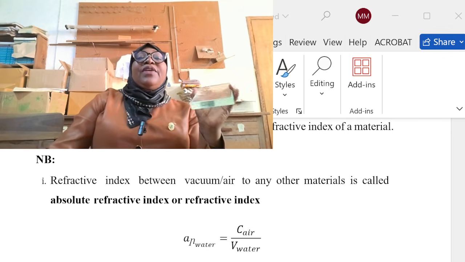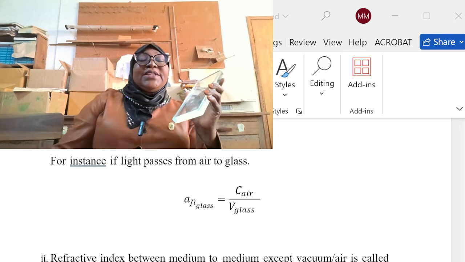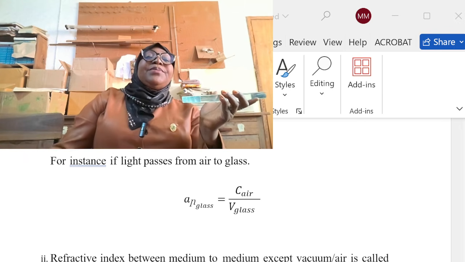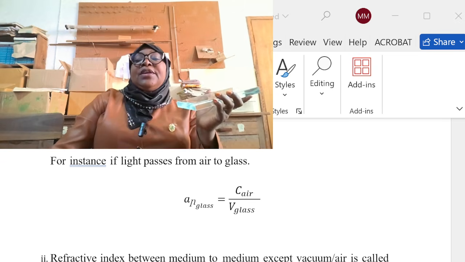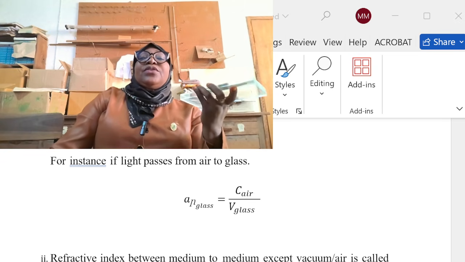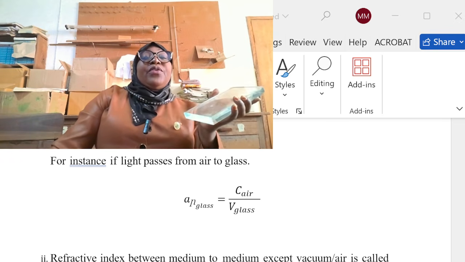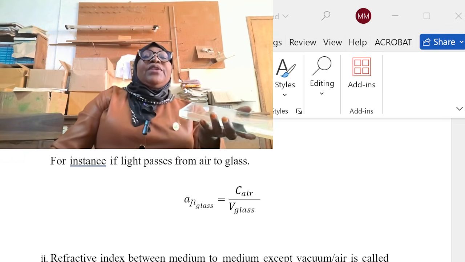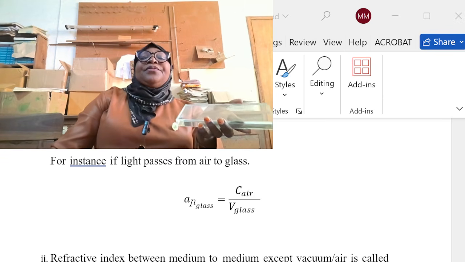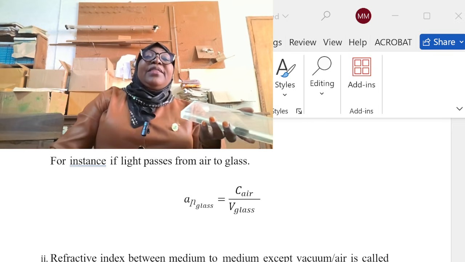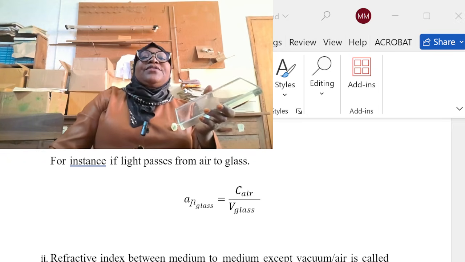Or for the refractive index of glass, just take the speed of light in air to the speed of light in glass. That is the absolute refractive index of glass. For glass it is equal to 1.5. Refractive index has no unit, since it is a ratio. For water it is 1.33. And you can determine the refractive index of diamond, glycerin, and so on.